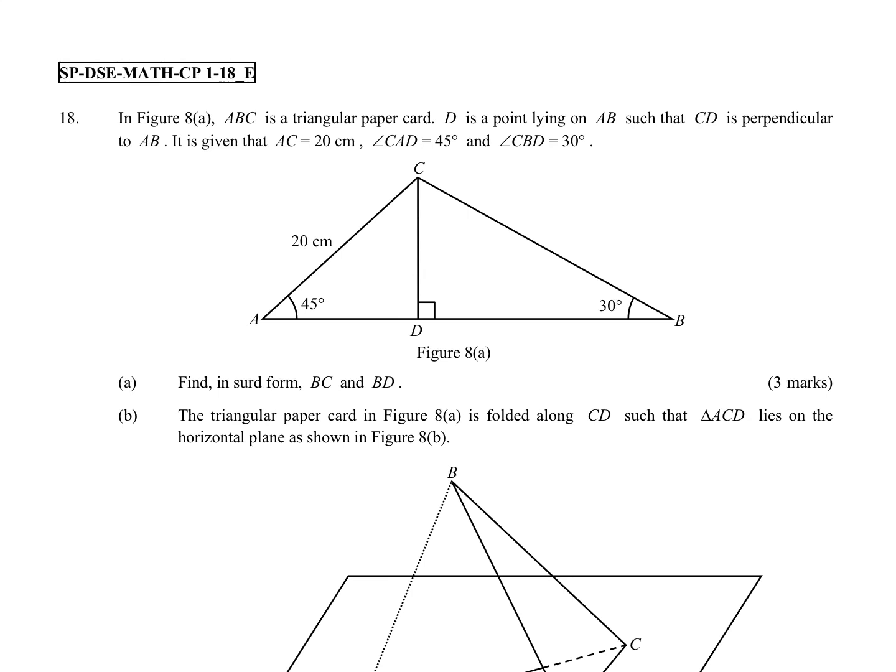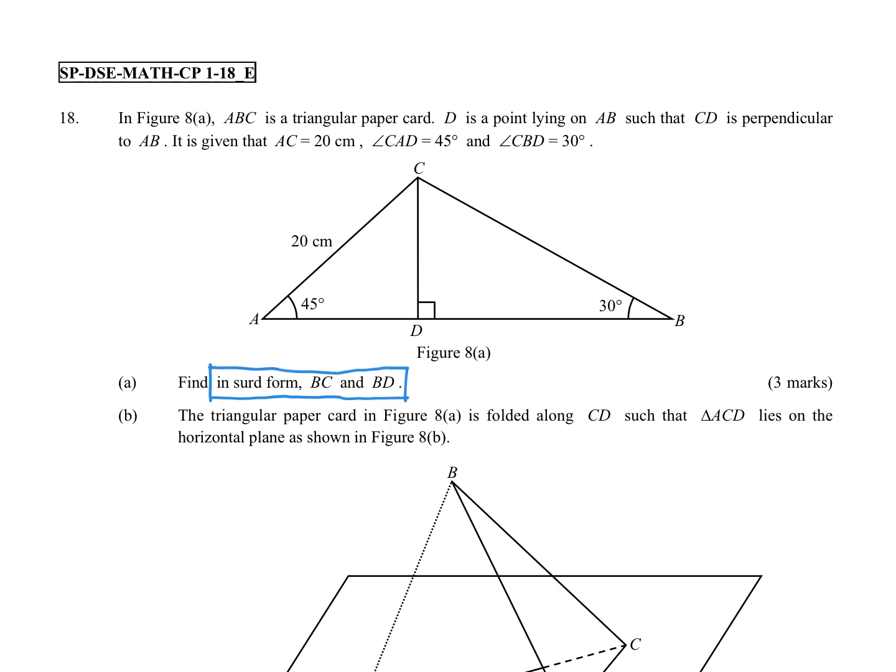So this video will be about a conventional question in paper 1 of DSE about application of trigonometry in three-dimensional space. Okay, so we have ABC, a triangular paper card, and D is a point. Everything is labeled, right? And then we are asked to find BC and BD in surd form.